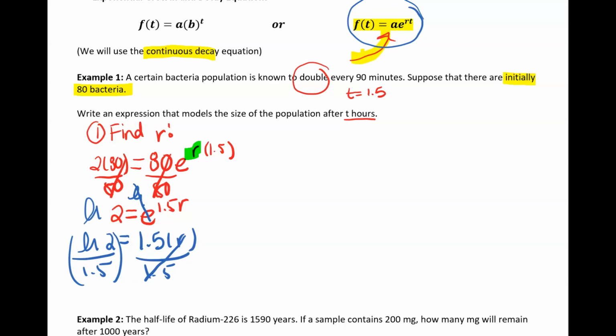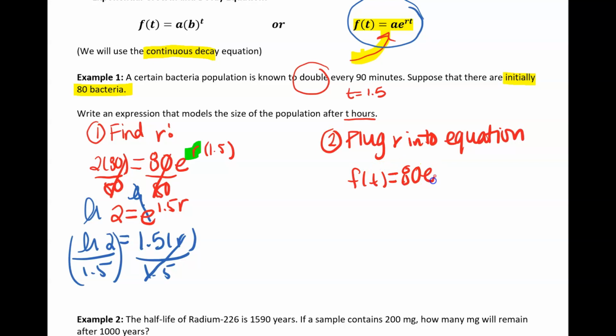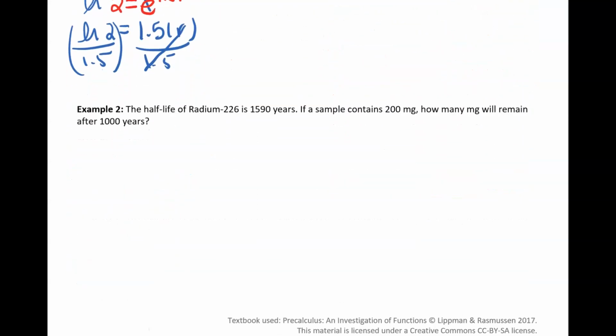And so for step 2, I want to plug R into the equation. So I have f of t equal to 80, my initial value, E from my formula, to the R, which is ln 2 over 1.5, times t. And so I have now found the equation or expression that models the size of the population after T hours. Let's look at another one, a little bit different formatting of the information.